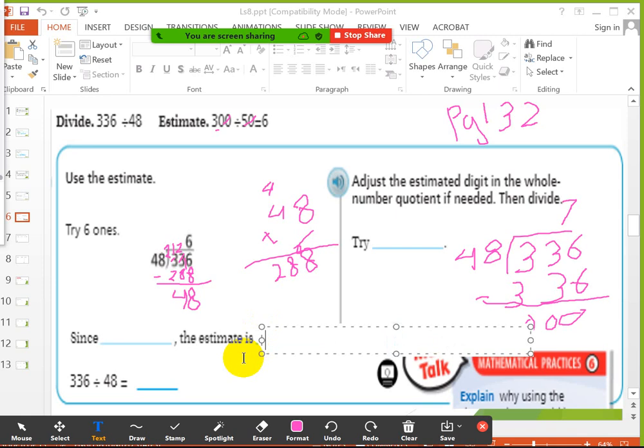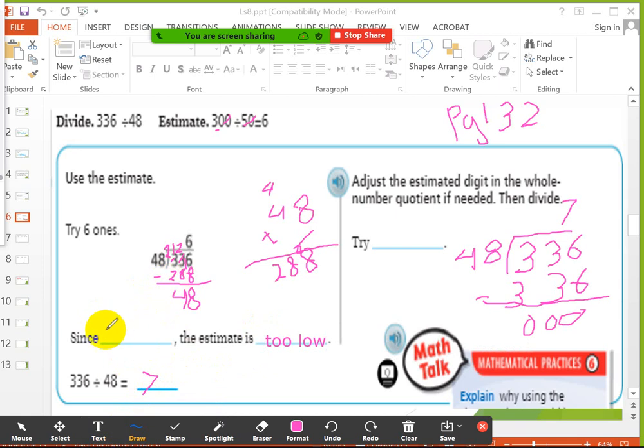So sometimes the estimation will not help me. Okay? So the right quotient is 7, because 48 times 7 equals the dividend, and I have 48 here as we said. This is the answer. Okay, girls?